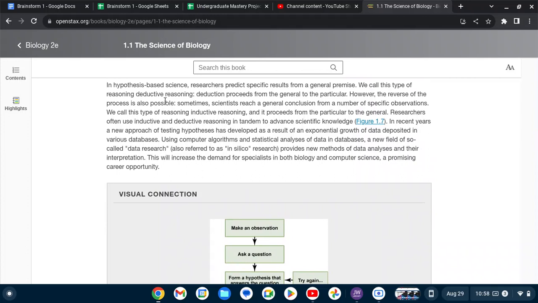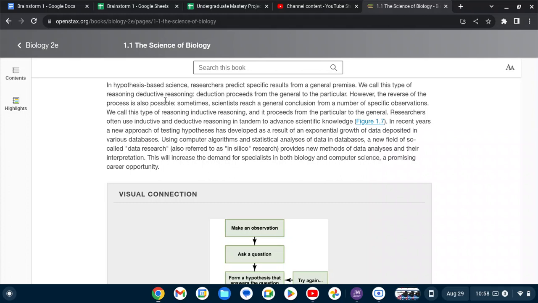In hypothesis-based science, researchers predict specific results from a general premise. We call this type of reasoning deductive reasoning. Deduction proceeds from the general to the particular. However, the reverse of the process is also possible. Sometimes scientists reach a general conclusion from a number of specific observations. We call this type of reasoning inductive reasoning, and it proceeds from the particular to the general. Researchers often use inductive and deductive reasoning in tandem to advance scientific knowledge.